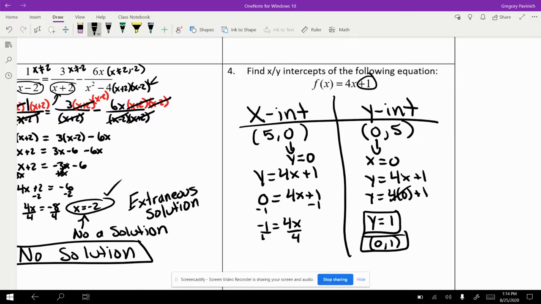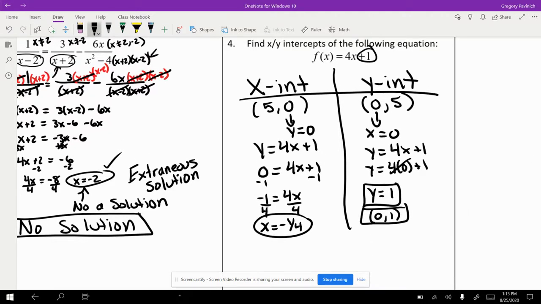Divide by 4. And x is equal to negative 4. So if I wrote that as a coordinate point, it would be negative 4, comma, 0. Because I set my y equal to 0. And this one, my x is 0 because I set my x of the function equal to 0.